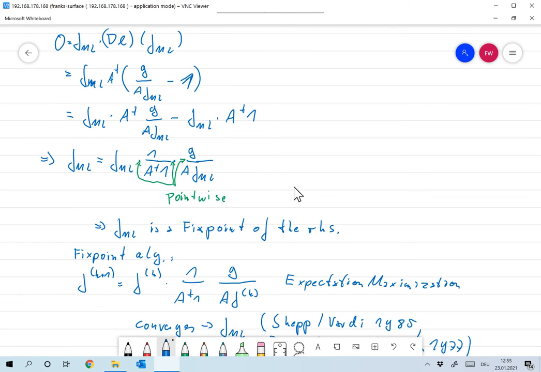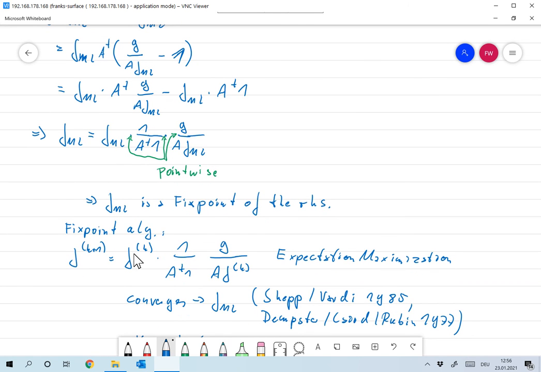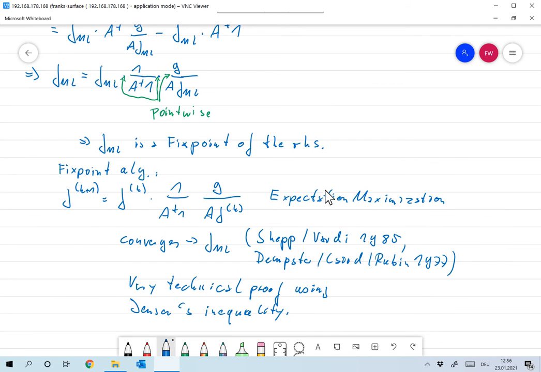Okay, so now think of the simplest algorithm that you learned in numerical linear algebra to find a fixed point of the right-hand side. You take the fixed point algorithm, right? And that's exactly what we do. So we apply it, and that means that we start with some initial image f0, which is typically a vector of just ones. And we define fk plus 1 as fk times 1 over A transpose 1, times A transpose g over A fk. This is exactly the implementation; I just inserted fk on the right-hand side. And this is the expectation maximization algorithm, or EM algorithm, that was, I think, devised by Dempster in 1977.